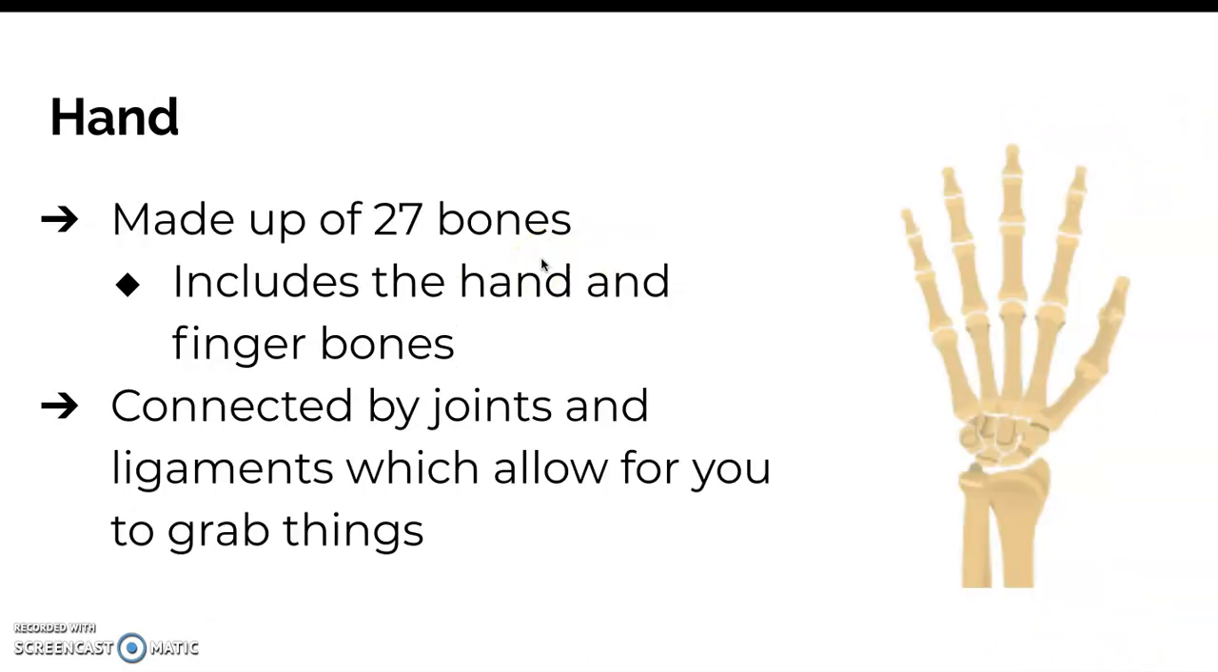And then your hand, which is connected by the wrist from your ulna and your radius, is made up of 27 bones. This includes the hand and the finger bones. They're connected by joints and ligaments, which allows you to grab things. So when you pick up your phone, a pen, a pencil, you'll actually be using bones, joints and ligaments to allow for this movement to happen.